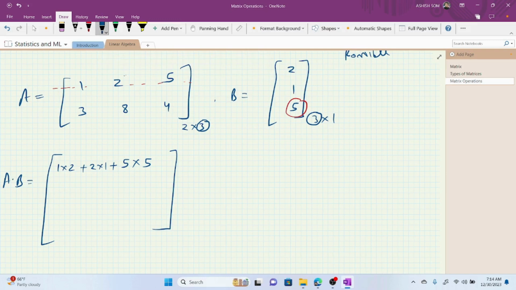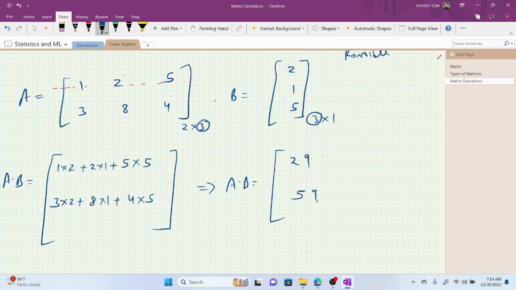3 multiplied by 2. So first of all we will be doing 3 multiplied by 2. So it will be like this, plus 8 multiplied by 1 plus 4 multiplied by 5. So in this case we can say A dot B equals, and here 2 plus 2 plus 25. So 2 plus 2 is 4, and 25, it will be 29. And here, 3 twos are 6, plus 8 is 14, and 45. 45 plus 14, I think 59 it will be.